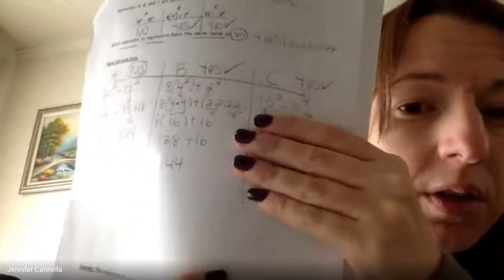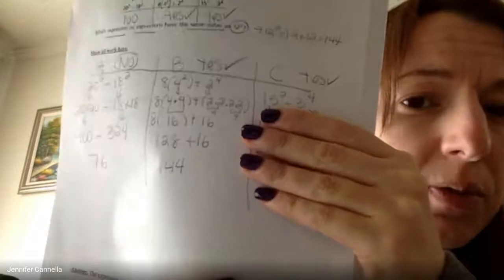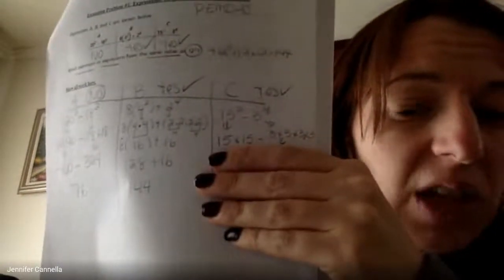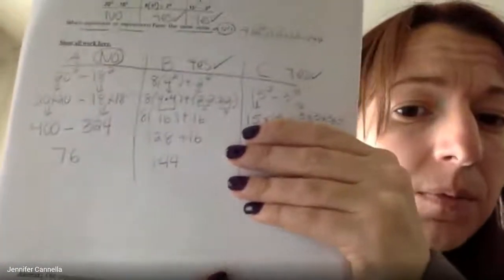We got 15 squared minus 3 to the 4th. Well, according to PEMDAS, there's no parentheses. Next is exponents. 15 squared is 15 times 15. And 3 to the 4th is 3 times 3 times 3 times 3.